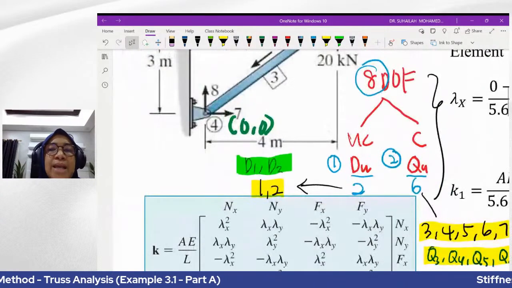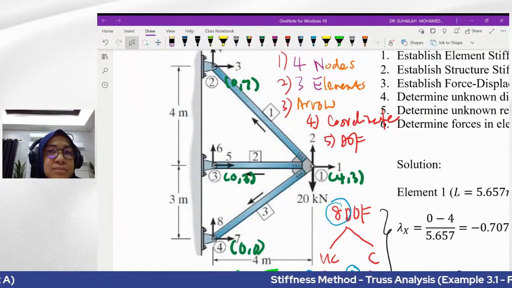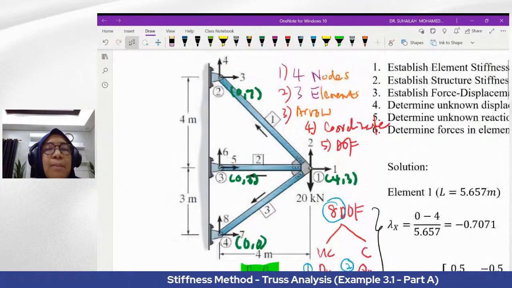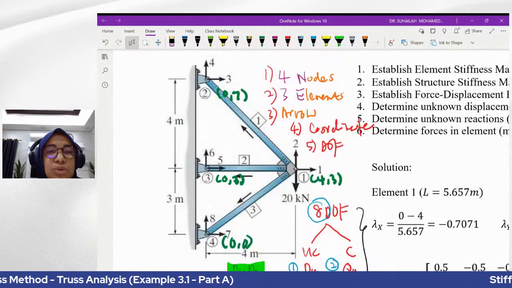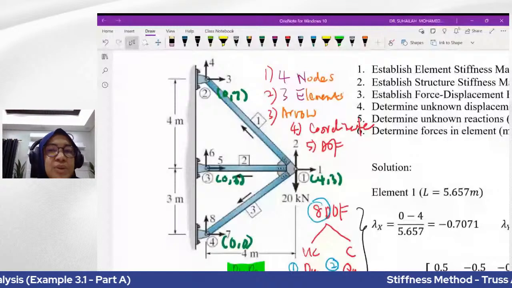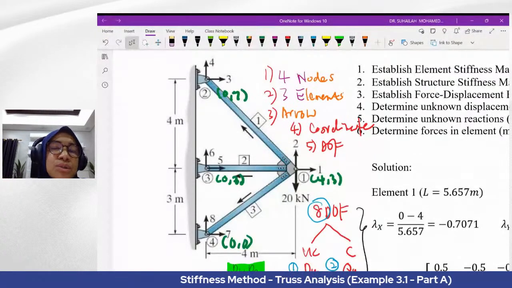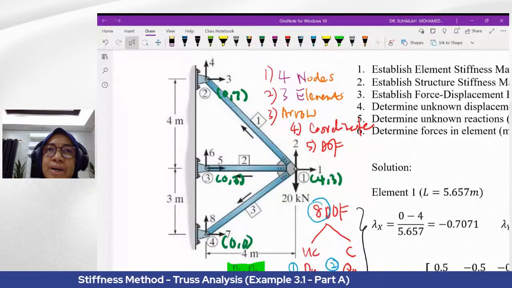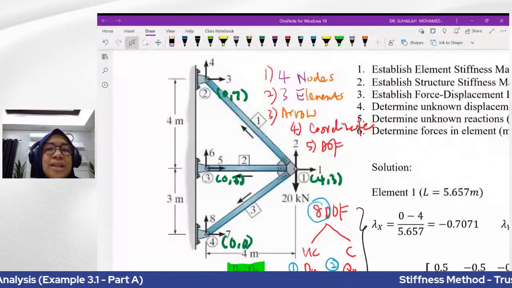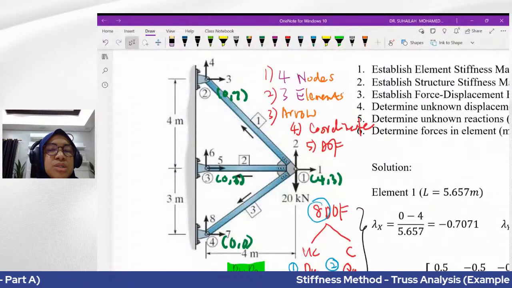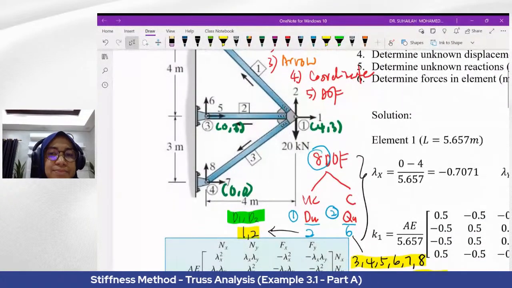Actually, in this question the labeling is given. But normally, the labeling is not given. So when the labeling is not given in the question, you have to label on your own, from 1 to 8, based on your understanding, which is 1, which is 2, until 8. So how to do that?